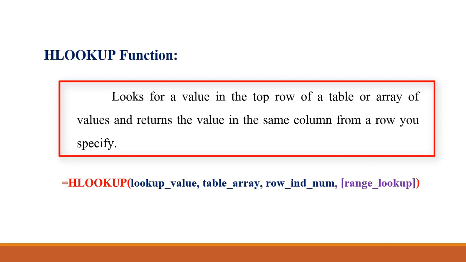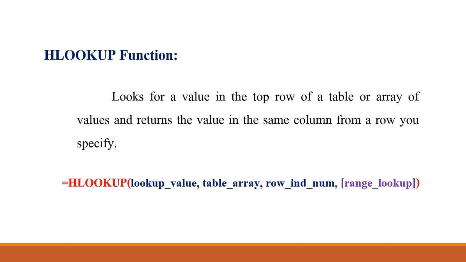It means that in VLOOKUP we are looking for a value in the leftmost column of a table and we give the column index number there. And in HLOOKUP we go for the row number. It's called the row index number. We'll see the syntax of HLOOKUP.